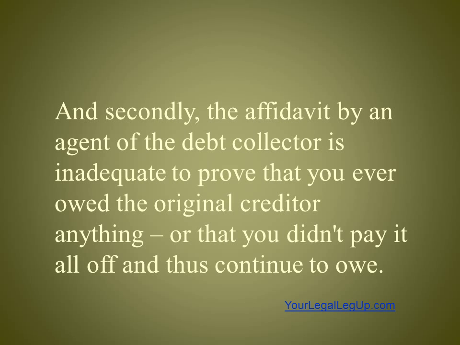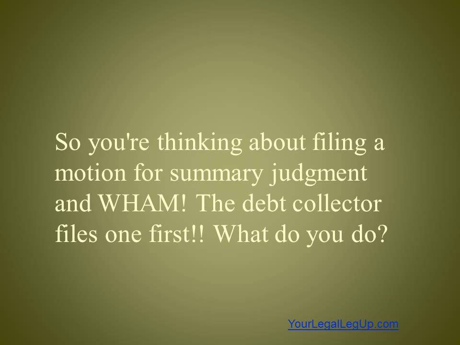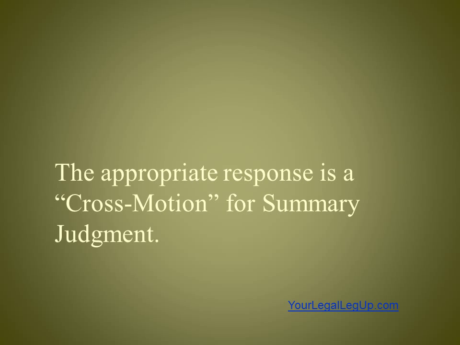And secondly, the affidavit by an agent of the debt collector is inadequate to prove that you ever owed the original creditor anything, or that you didn't pay it off before, and thus that you continue to owe anybody any money. So you figured out all that, and you're thinking about filing a motion for summary judgment, and wham, the debt collector files one first. What do you do? The appropriate response is a cross motion for summary judgment.